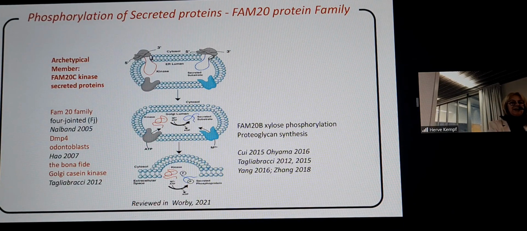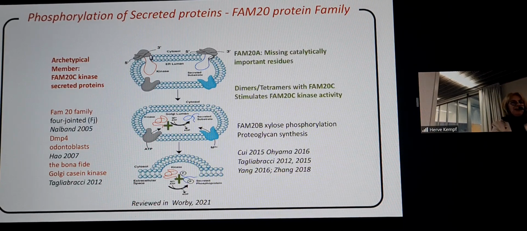The FAM20 protein was discovered some years ago by homology, by Nalbant, and it was clear that the first member, FAM20C, is the bona fide Golgi casein kinase, which took some years to understand, which molecule was doing the job. Secondly, the family is FAM20A, B, and C. FAM20B works on proteoglycan elongation.